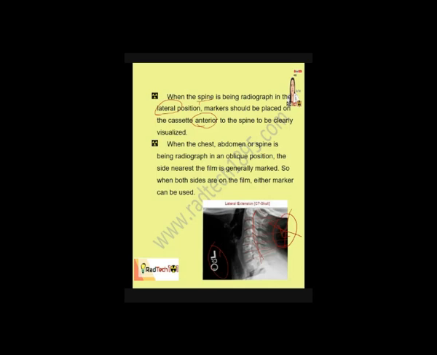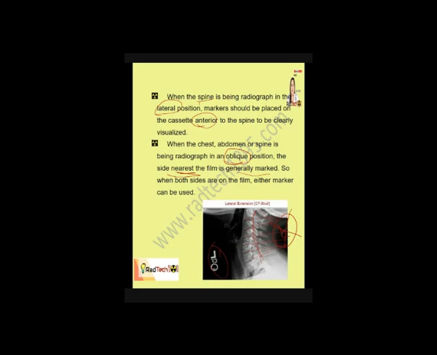When the chest, abdomen, or spine is being radiographed in an oblique position, the side nearest the film is generally marked. So, parang pareho sila ng oblique at lateral. Kung anong side ang malapit sa film, yun yung may marker. So, when both sides are on the film, either marker can be used.